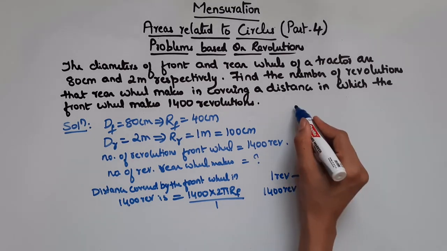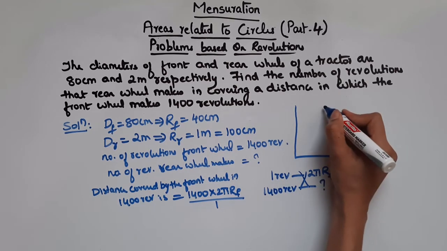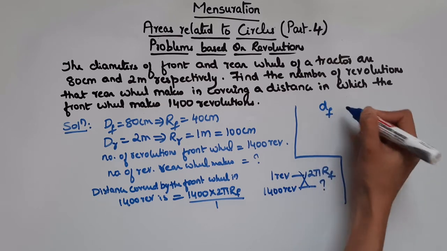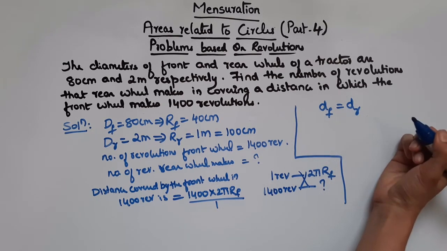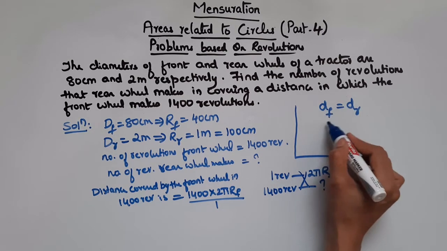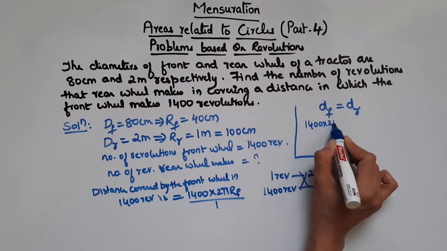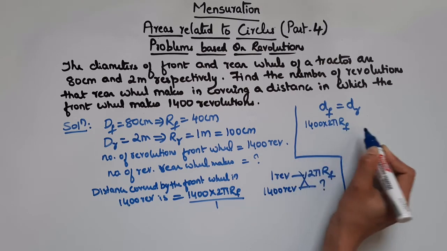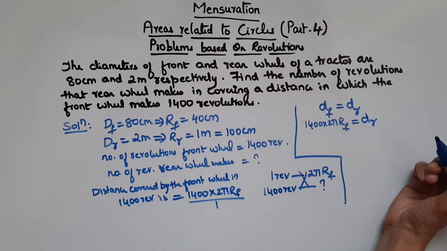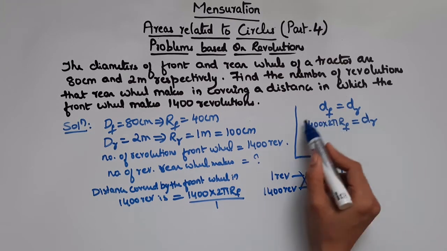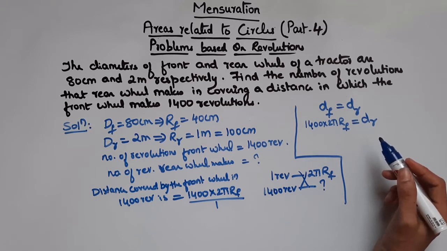We also know that the distance covered by both the wheels is the same. So let's take distance covered by the front wheel is equal to distance covered by the rear wheel. We know this. So the distance covered by the front wheel we got as 1400 into 2 pi rf, which has to be equal to the distance covered by the rear wheel. So now we have the distance covered by the rear wheel. So by the unitary method, let's see what the number of revolutions is.